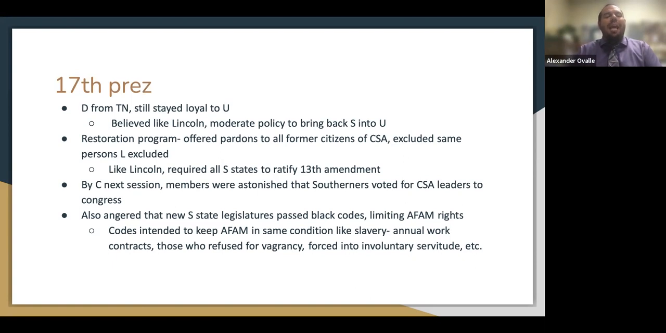Johnson will also be angered that the new state legislatures will pass black codes. Remember slave codes? Well, black codes are kind of the same thing, limiting African American rights. These codes were intended to keep African Americans in the same condition as slavery, give them annual work contracts, and those who were refused for vagrancy were forced into involuntary servitude, etc.